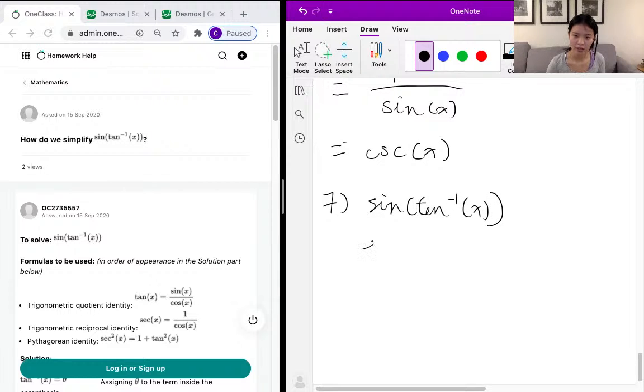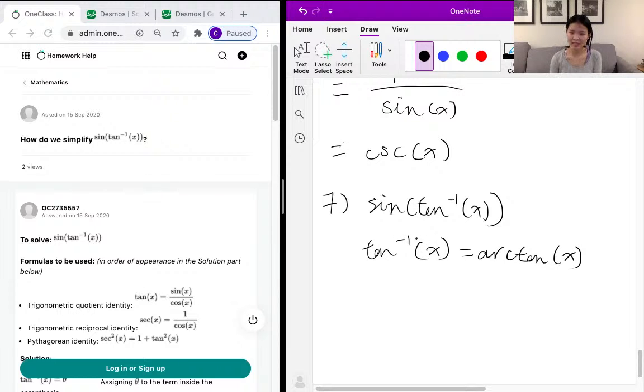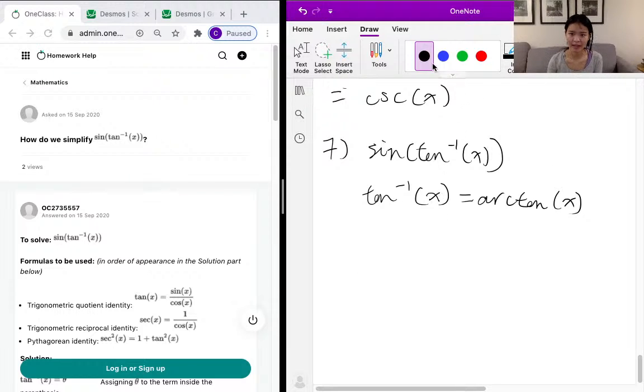inverse of x. So first, I know some people like to use the notation of the inverse of tan of x, but I don't really like that notation. I like to use the notation of arctan of x, because some people confuse the inverse of tan of x with cotangent, which is the reciprocal of tan x. So this is kind of a confusing notation. So I prefer just to use arctangent of x.